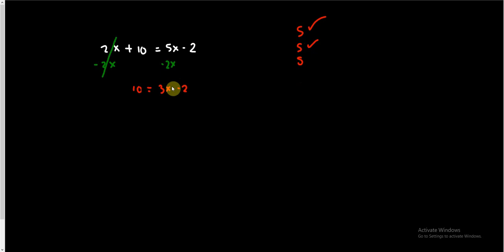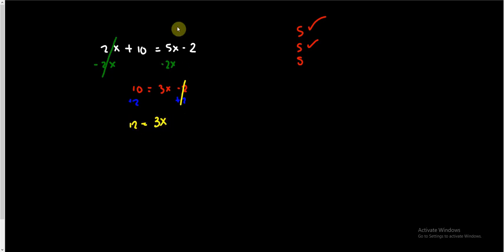Is the x by itself? No, what's it get with it? A 3 and a minus 2. Which piece do I get rid of first? The minus 2. So I'm going to add 2 to get rid of a minus 2. So that means I'd add 2 to both sides because I'm changing the value. Now, minus 2 plus 2 is gone, or it's 0. 10 plus 2 is 12.